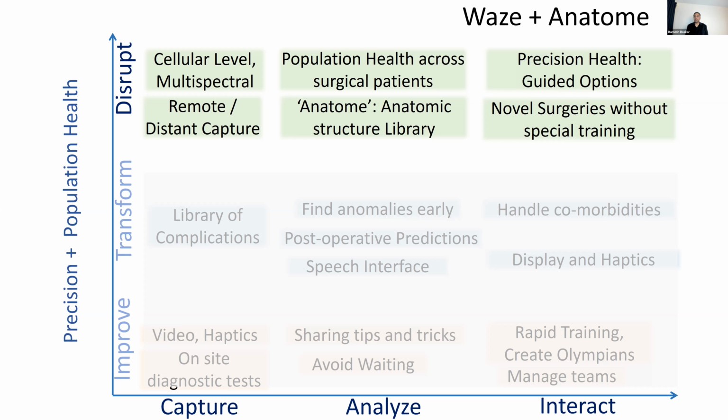And then in terms of interaction, it also becomes a precision health. It's a guided option, as you saw in the cartoon earlier, which is in real time, we can provide the feedback to the surgeon of what the next step should be. And this is like the Waze for surgeons, which is instead of taking the traditional route, Waze might indicate to you that you should take this detour because there could be a complication if you take the traditional route. And this is the kind of guidance surgeons would benefit from.